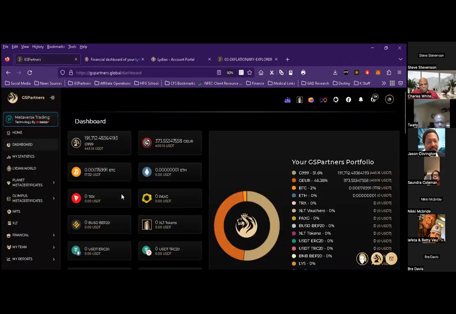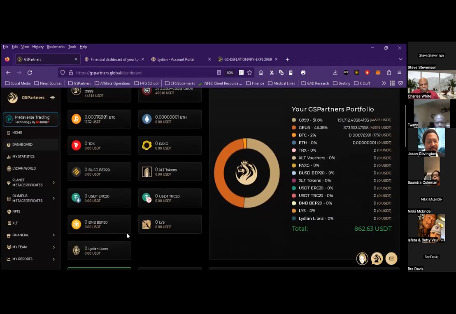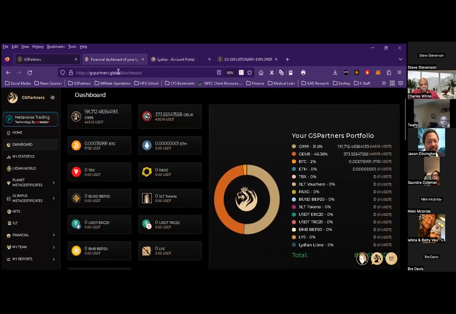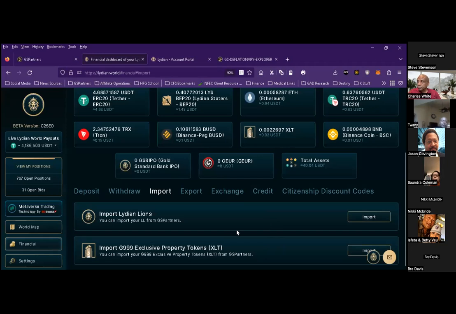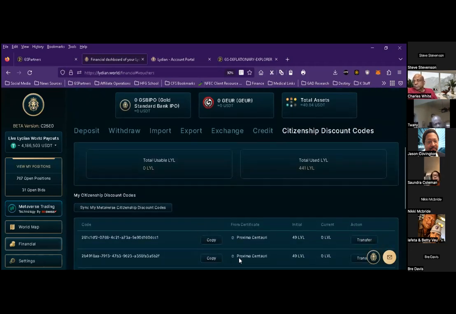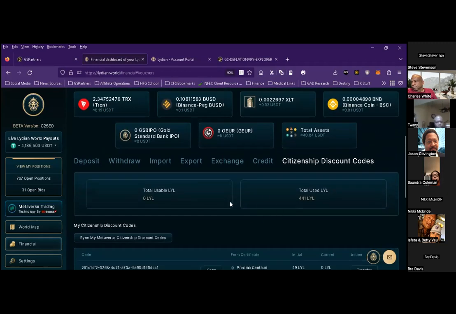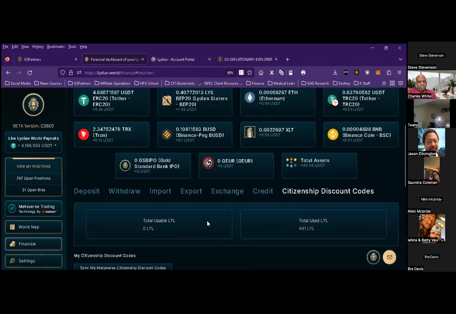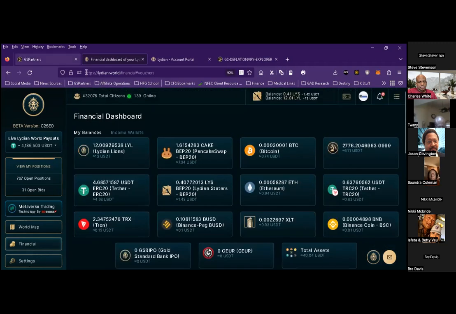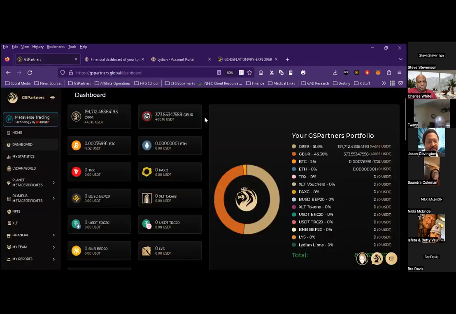In fact, do I have any here? No, I already moved them. So you can do that by linking your Lydian World to GS Partners, and you'll be able to move that stuff over, as well as your citizenship discount codes. All of this will be talked about during our next session when we talk about Lydian World, so don't worry about it. In the meantime, read up as much as you can about Lydian World and how it interacts with everything, and you'll be very much equipped to expand your knowledge when we talk about it next time.